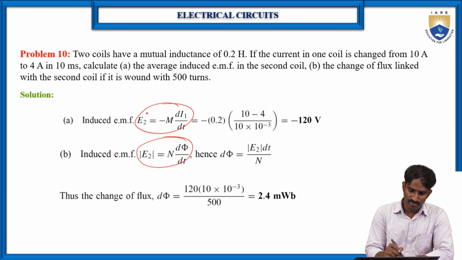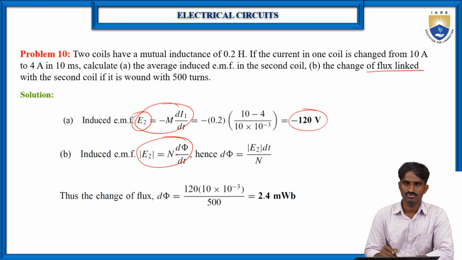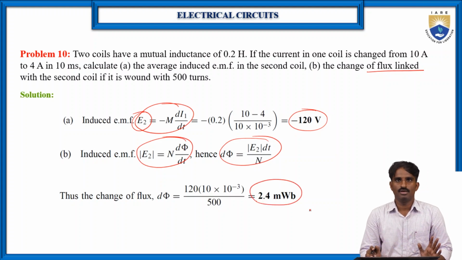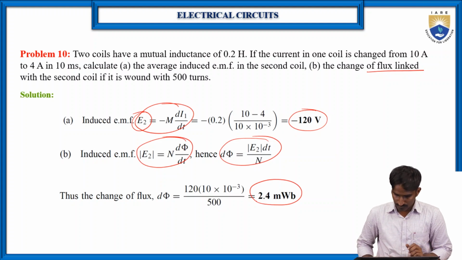Because first of all we need to find the EMF. So the EMF here is minus 20 volts, and just by using that EMF we need to find the change in flux. So the change in flux here is 2.4 milliwebers. So this is how we can solve the numerical problems from the electromagnetic induction principle, right?